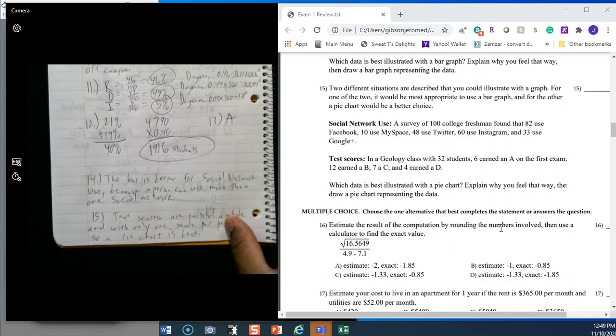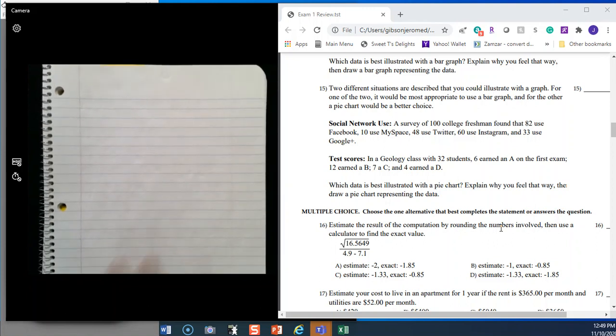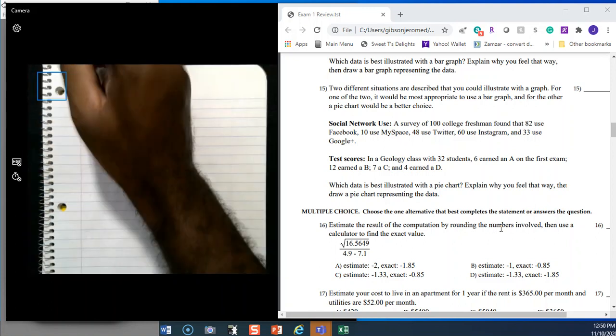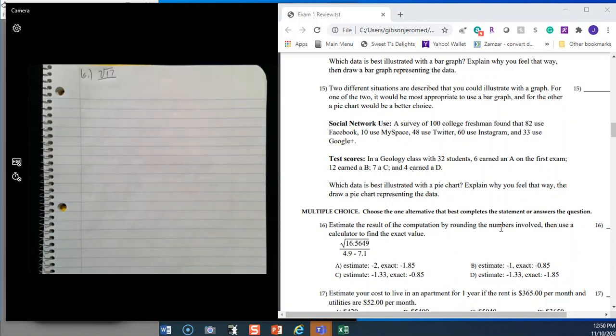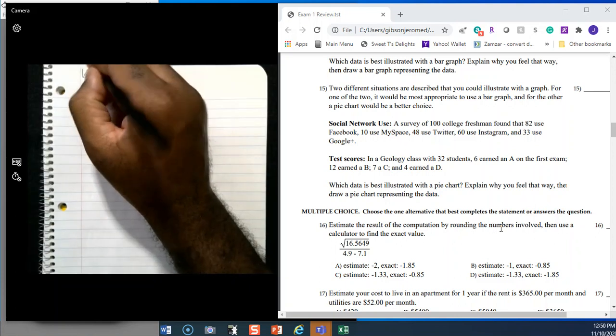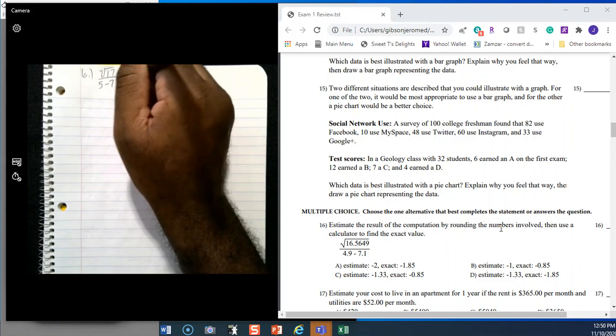All right, now we move on to problem 16. It says, estimate the result of the computation by rounding the numbers involved, then use a calculator to find the exact value. So what they want you to do is round first, and then find the exact value. So if we round, in the numerator we will add the square root of 17. We could round to a whole number. 4.9, we could round to 5. And then 7.1, we could round to 7. So it'd be square root of 17 over 2.